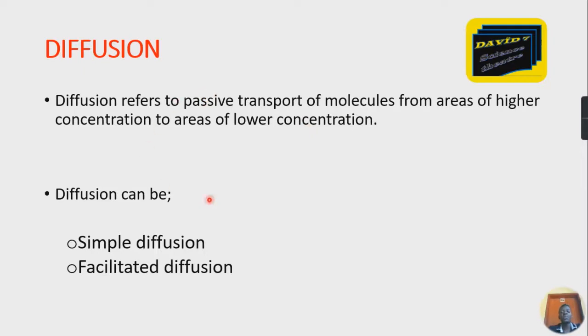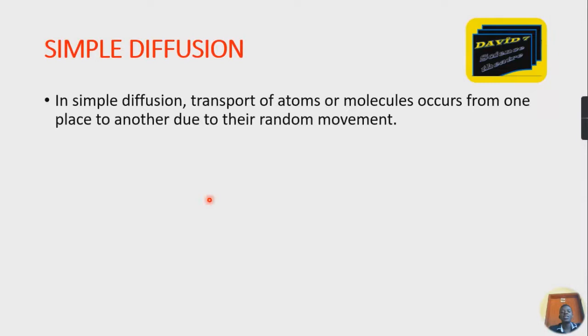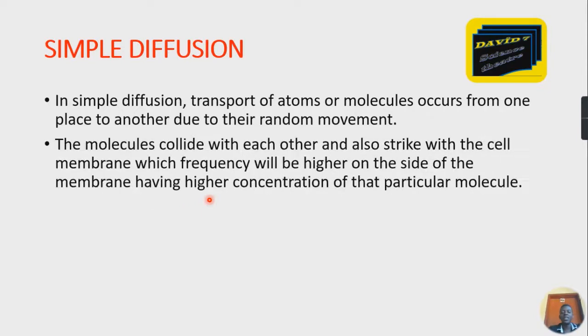So diffusion can be simple or facilitated diffusion. When is it simple? It's simple because we have transport of atoms or molecules occurring from one place to another due to just their random movement. They are moving randomly, and as they do that, they collide due to constant rapid movement. These molecules collide with each other and also strike the cell membrane.